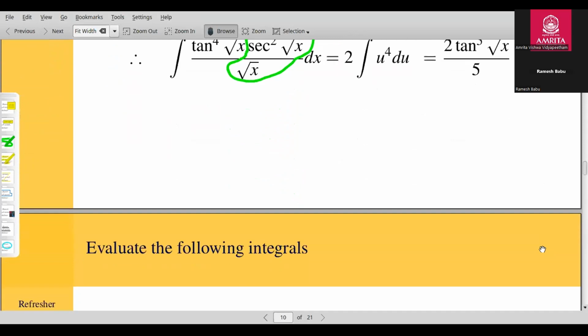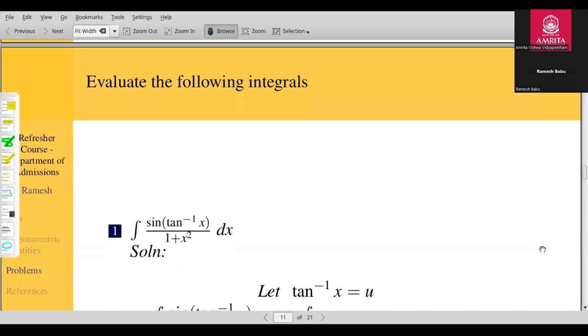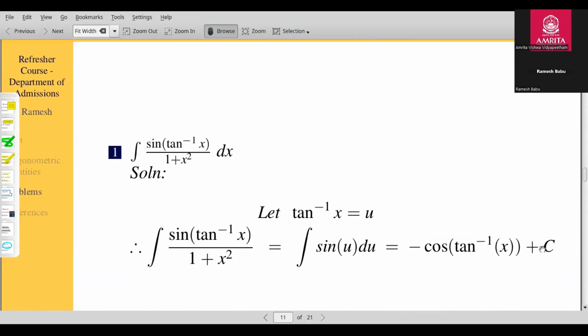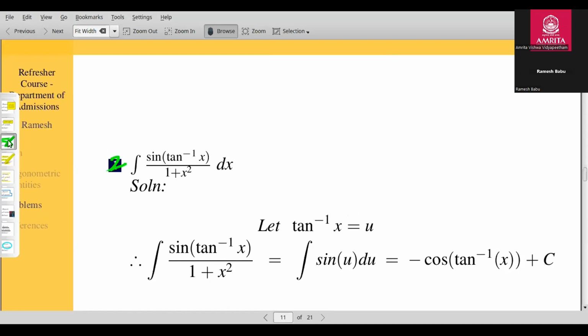This is my second problem. In this problem, we have integration of sine of tan inverse of x by 1 plus x squared into dx. This is my second problem. So, sine of tan inverse of x by 1 plus x squared.